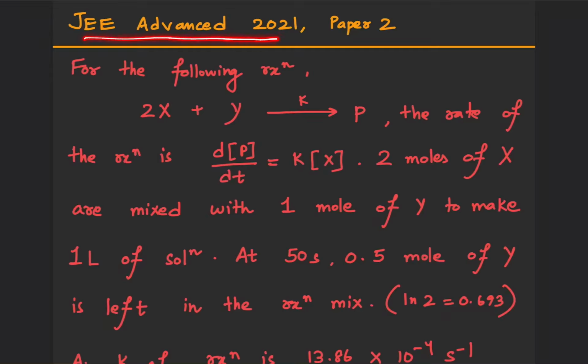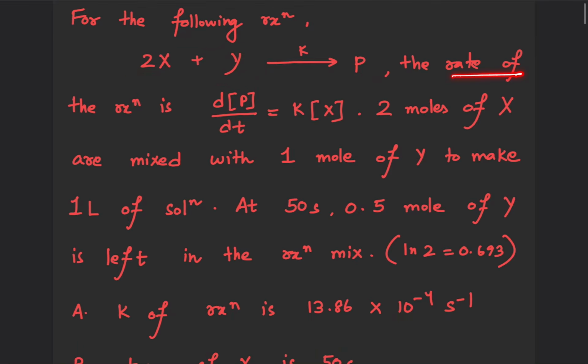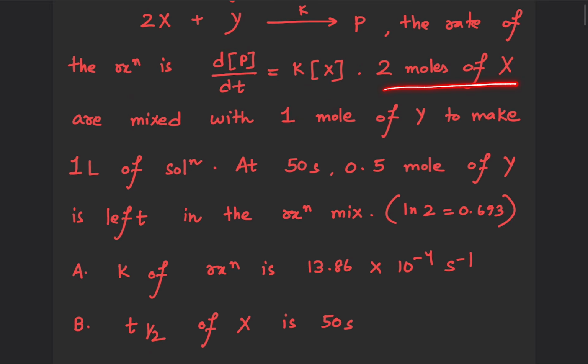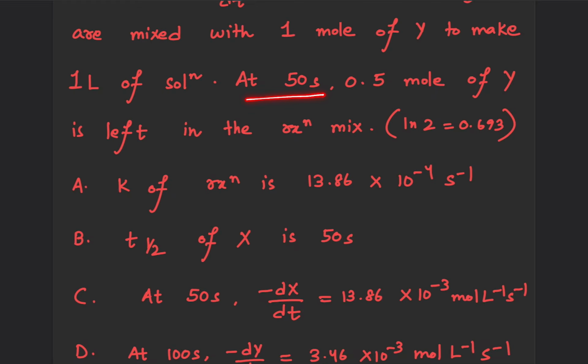Hello everyone. So this is a question from JEE Advanced 2021 paper 2. For the following reaction, 2X plus Y giving us P, the rate of the reaction dP by dt is equal to K into the concentration of X. 2 moles of X are mixed with 1 mole of Y to make 1 liter of the solution. At 50 seconds, 0.5 mole of Y is left in the reaction mixture.